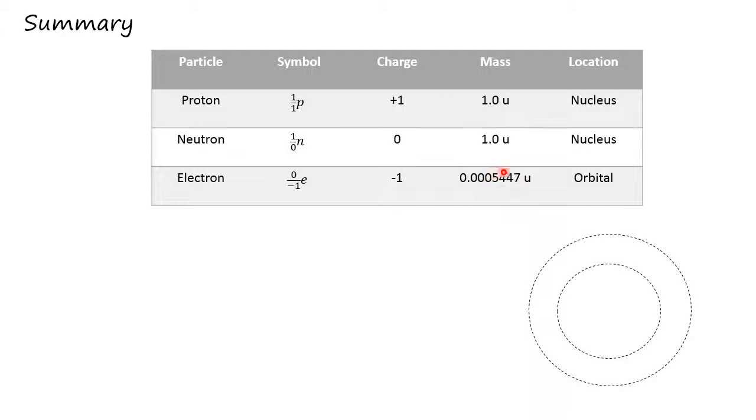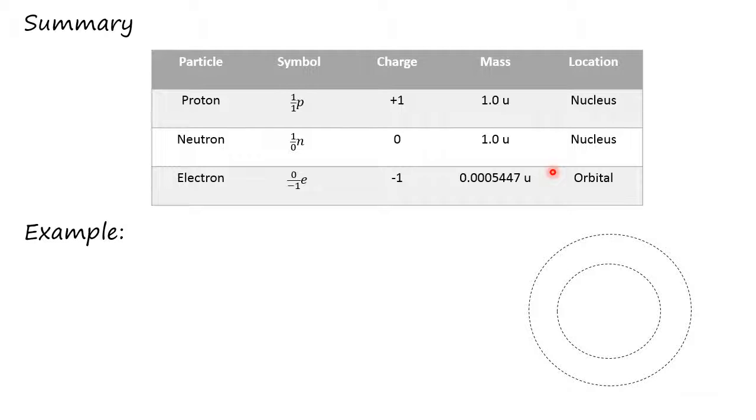So we do not have to actually memorize this number. Just when we're calculating the mass of an atom, we can leave out the mass of an electron because it's so small it won't affect the overall mass of the atom. And then the locations of all three subatomic particles, both the proton and the neutron, are contained within the nucleus, and then the electrons are contained in orbitals outside the nucleus.